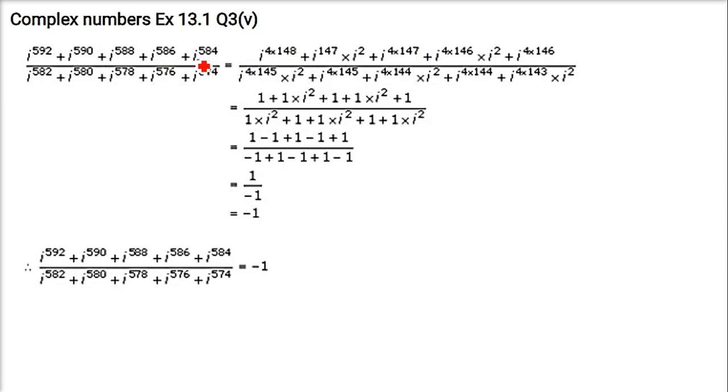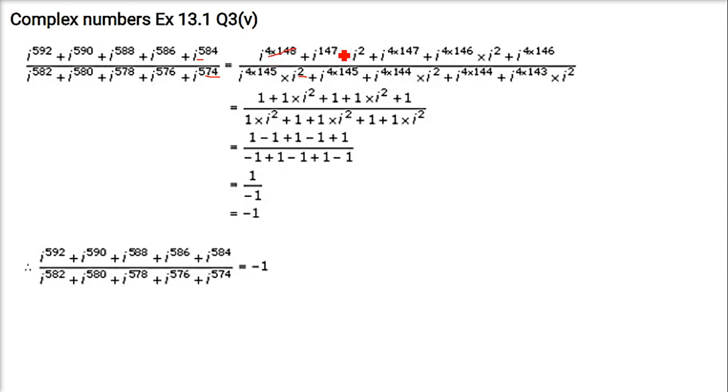For example, this i to the power 584: i to the power 4 into 146 is 584. Similarly here, 4 into 145 is 580, and 580 plus 2. This 580 is simply i to the power 4 into 145. Similarly, i to the power 574 is i to the power 4 into 143, which is 572, and i squared. So you get 1 here.